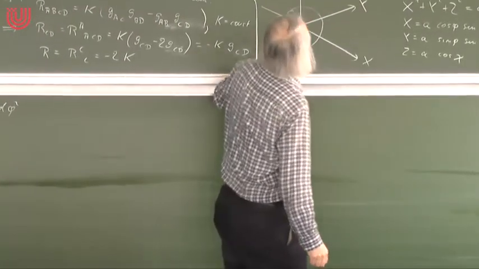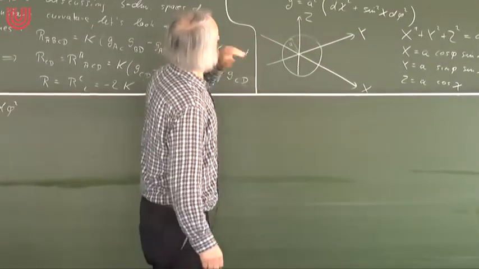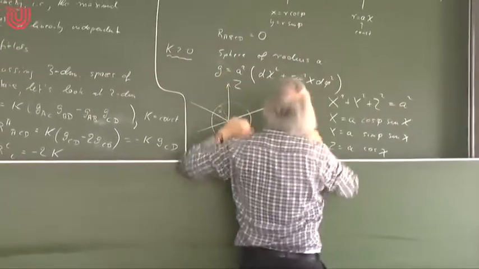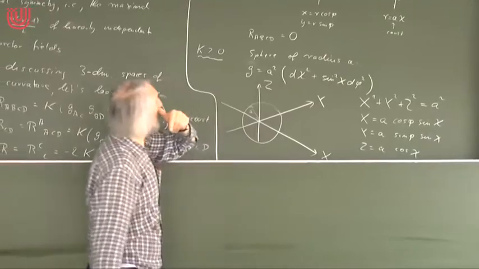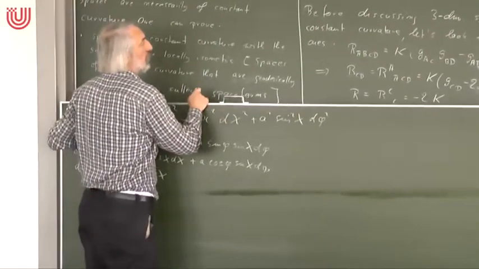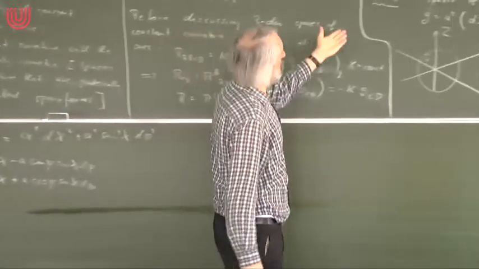And now you see why I used the symbol chi, because these two expressions are very similar, right? The only difference is that I have to replace the chi squared by a sine squared of chi. And now let's do the space. Okay, so that's the space of constant curvature.